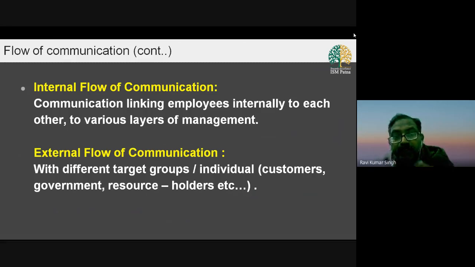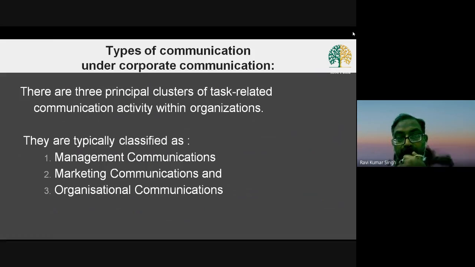Then government, any kind of resource holders. So when an organization is communicating with these kind of people, these kind of groups, this is an example of external communication or external flow of communication. So there are three types of communication: management communication, marketing communication, and organizational communication.